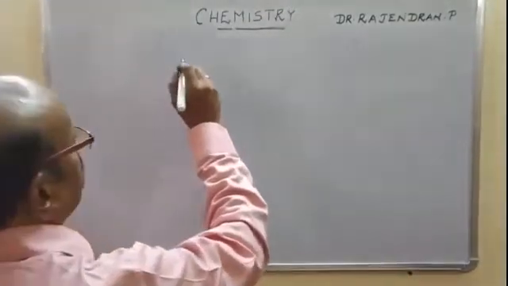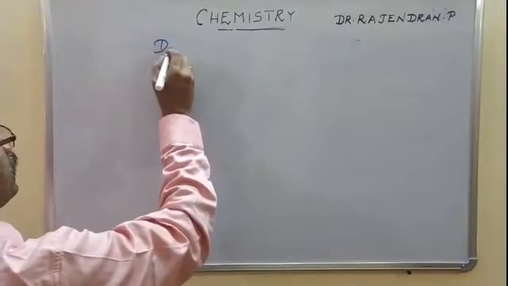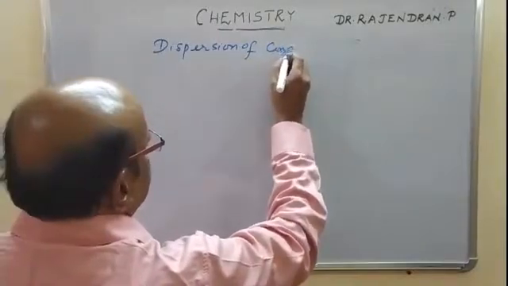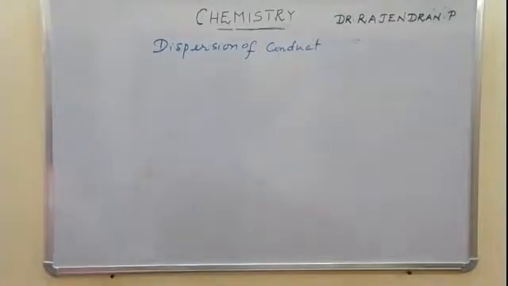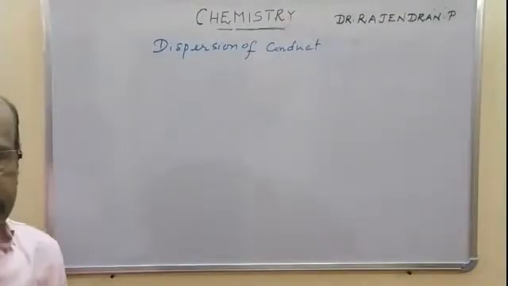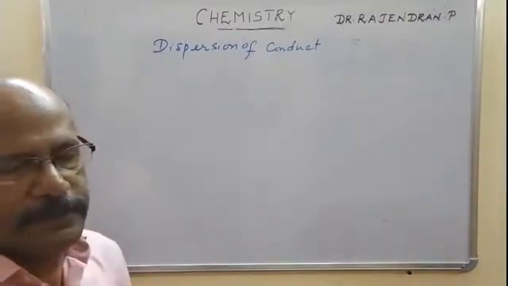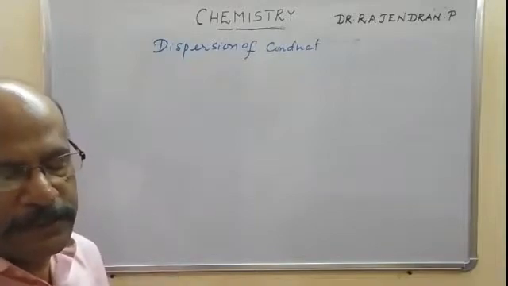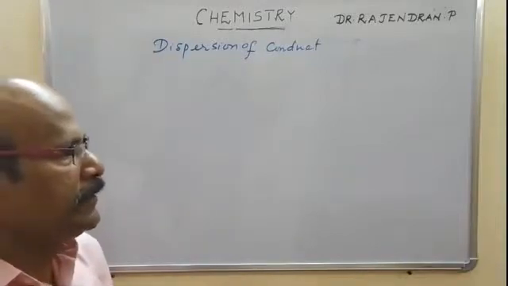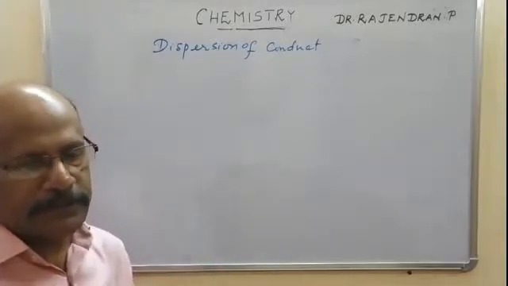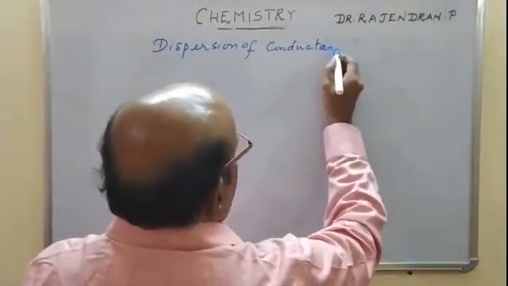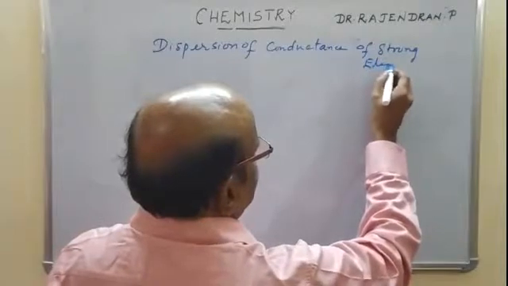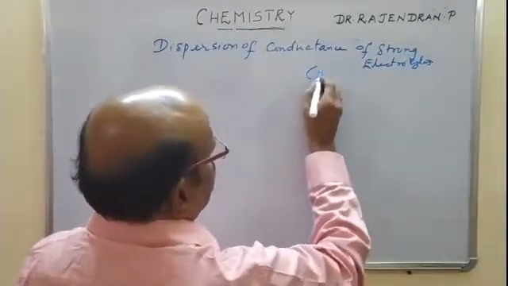So, let me discuss the dispersion of conductance. It is actually the deviation of the conductance behavior of the strong electrolyte as against the theoretical Debye-Onsager theory. That is, the electrolyte does not show the decrease in conductance as explained by the Debye-Onsager theory. Here it has an anomalous conductance. So you have to discuss dispersion of conductance or anomalous conductance of strong electrolyte. There is anomalous behavior.